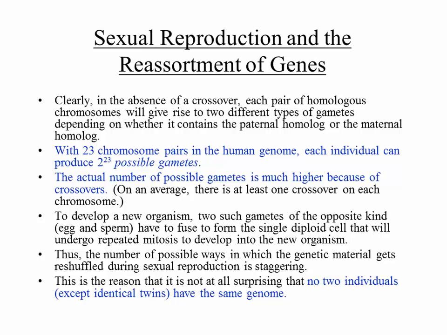To develop a new organism, 2 such gametes of the opposite kind, egg and sperm, will have to fuse to form the single diploid cell that will undergo repeated mitosis to develop into the new organism. Right? Thus, the number of possible ways in which the genetic material gets reshuffled during sexual reproduction is just staggering. It's mind-boggling. This is the reason it is not at all surprising that no 2 individuals, except identical twins, have the same genome.